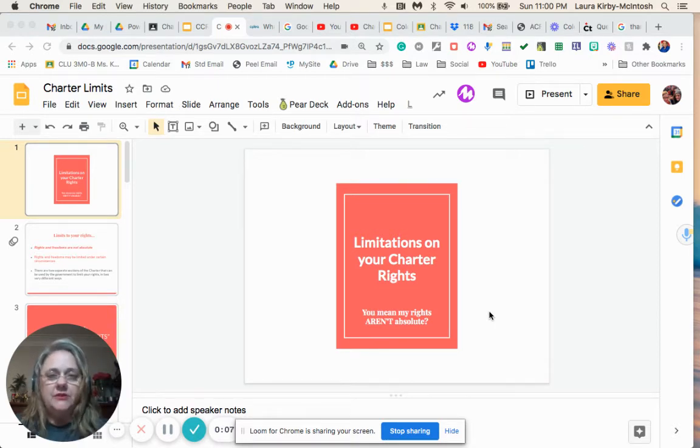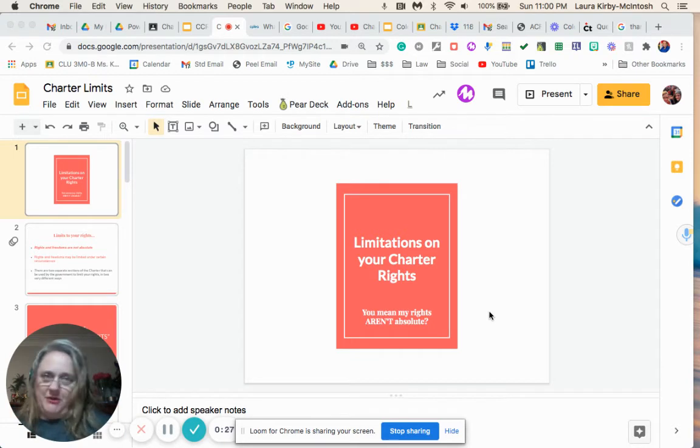In our last lesson, you learned what charter rights you are guaranteed in the constitutional document, the Charter of Rights and Freedoms. You learned about your freedom of religion, freedom of expression, your equality rights, how to get those rights enforced if they're violated, search and seizure law, all of that good stuff.